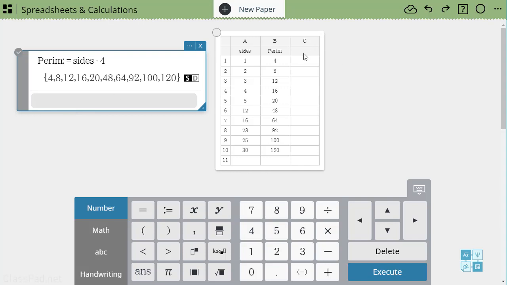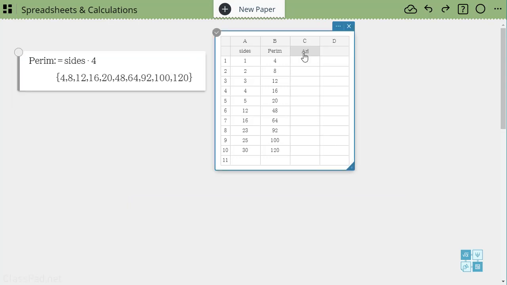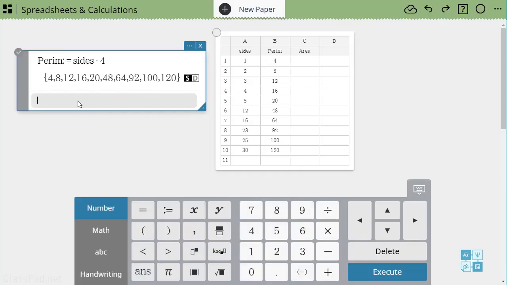So let's do the same thing over here. We also want to do area. So again, I'm going to define my variable, my multi-character variable, another nice feature of Classpad.net. And now I'm going to define what that means. Area in this case is a square. So the area of a square is a rectangle, so length times width, but since both length and width are the same, so they're sides, it's really sides squared.